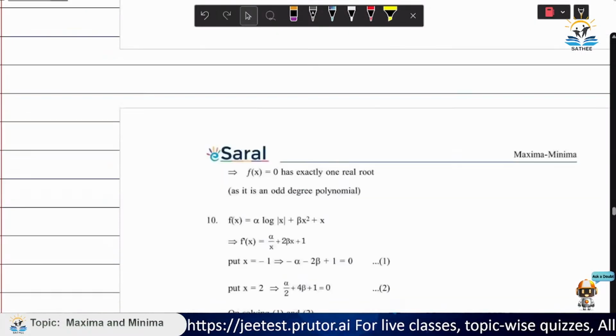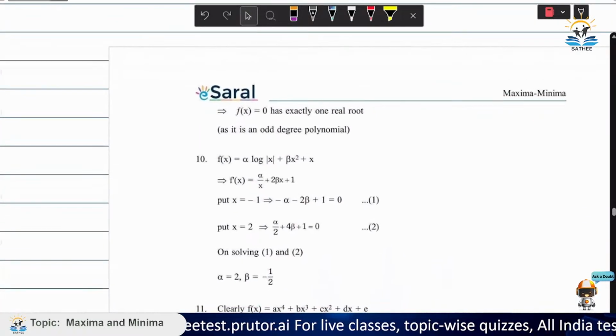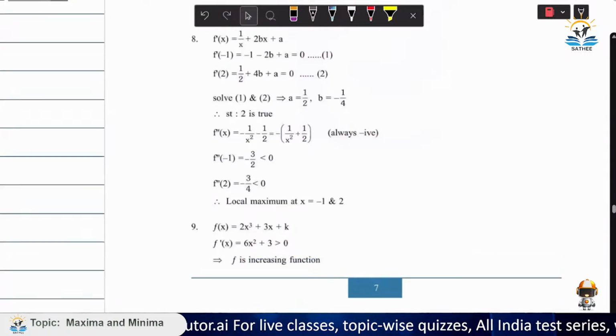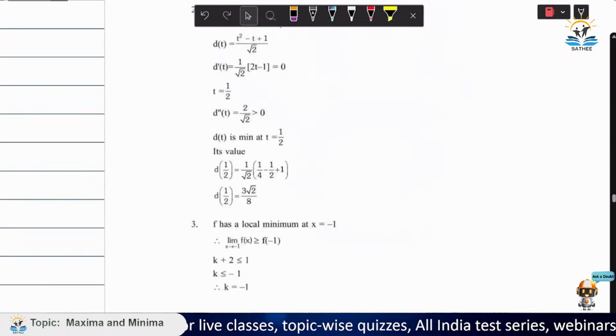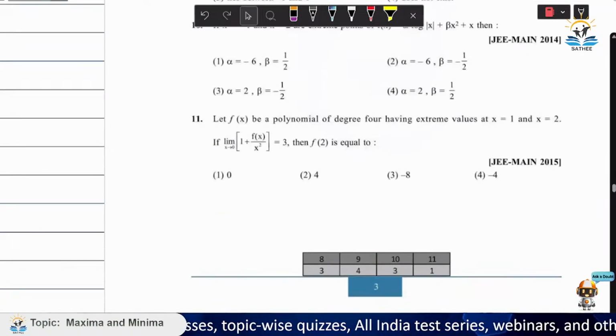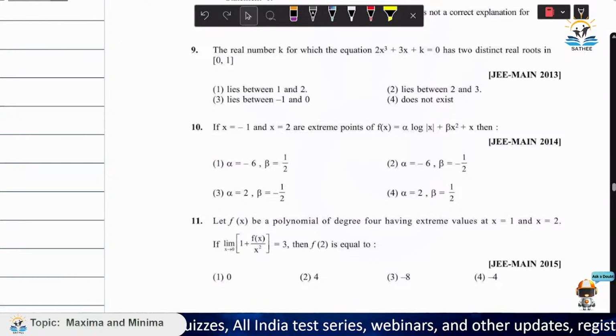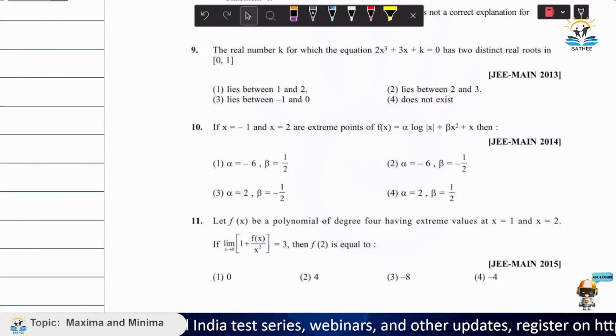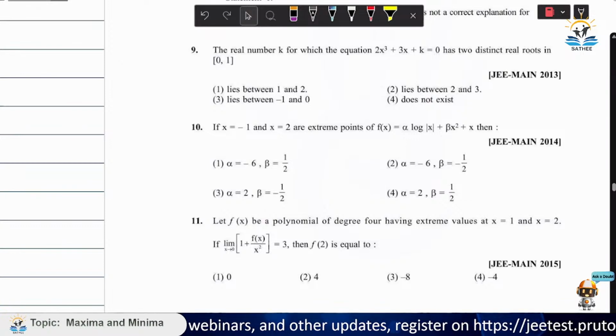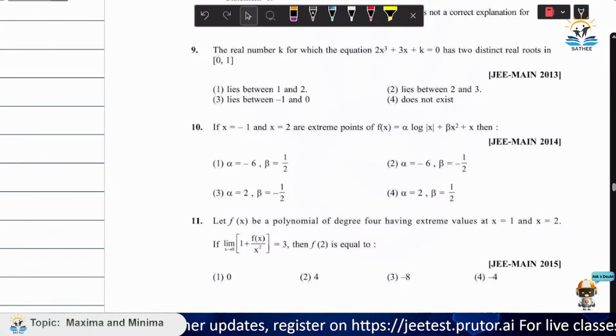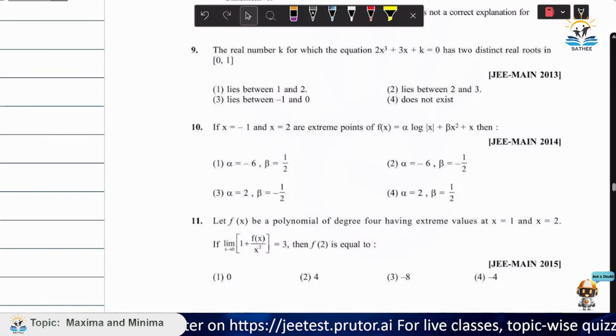Let's see a comparatively easier question. Let's do the 10th question. 10th is also a nice question. Yes. So if x equals -1 and x equals 2 are extreme points of f(x), then. So what do we mean by extreme points? The condition that we have for extreme points is that the single derivative is equal to 0, right? So we'll apply that condition here and take the single derivative as 0. So let's apply it and see what the single derivative looks like.